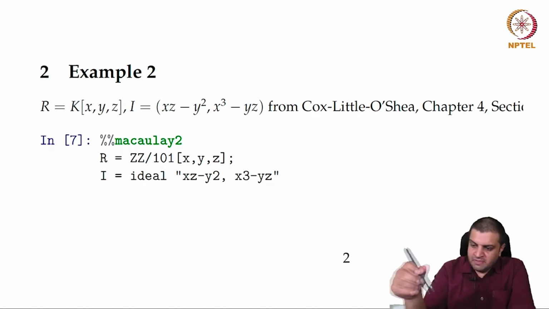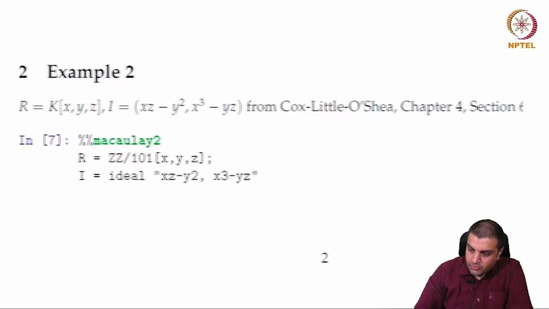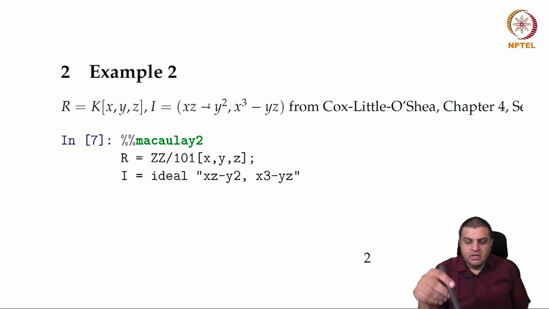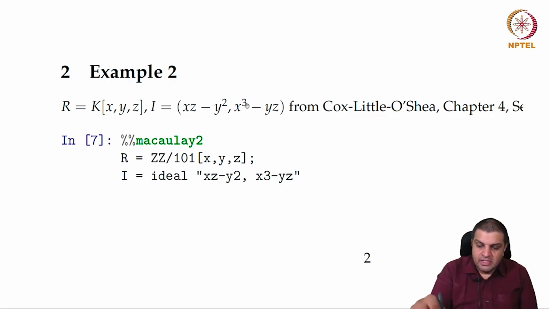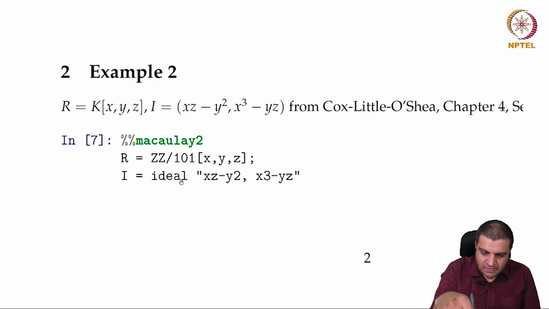So this is taken from the book of Cox, Little and O'Shea, chapter 4, section 6. Okay. So the ideal is generated by xz minus y squared, yx cube minus yz in a polynomial ring in 3 variables. And so we just use some field, the finite field of 100. This is a prime number. So I is the ideal generated by this.